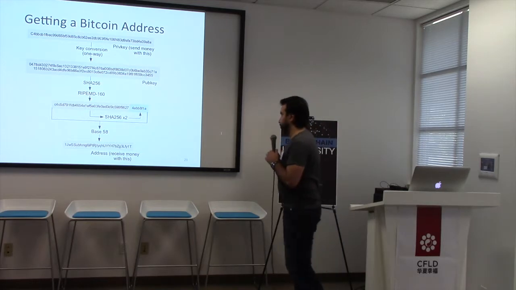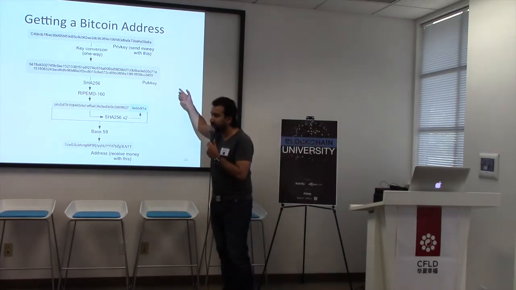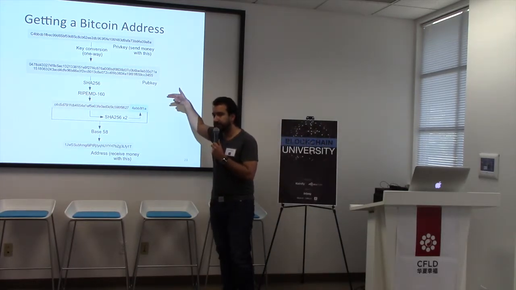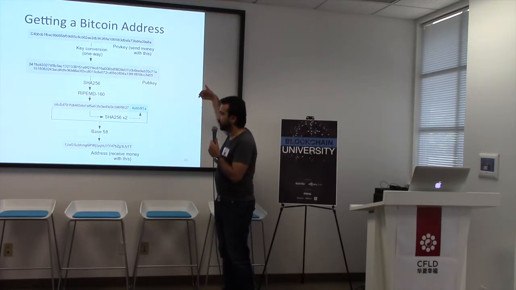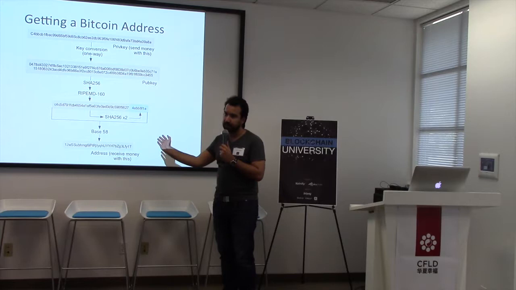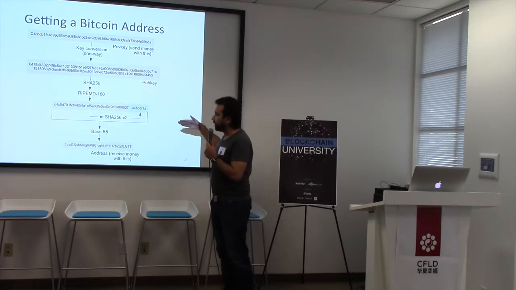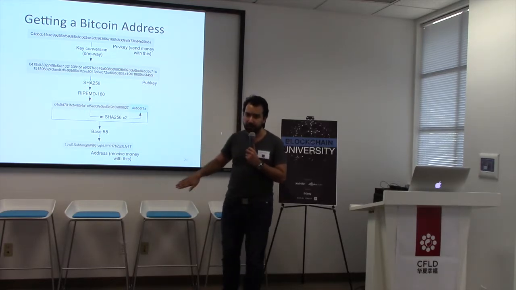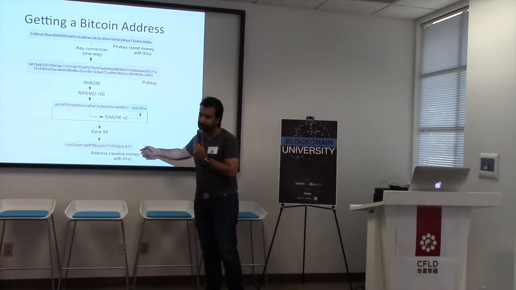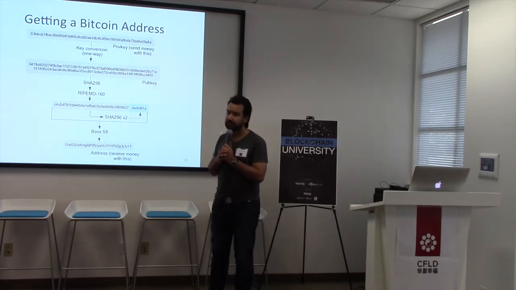So let's go through that again. You have a private key. You multiply that by the curve generator point, you get the public key. You pass it through a couple of hash functions, append a checksum to it, and then you base 58 encode it. You come up with this string that looks like a Bitcoin address, right?